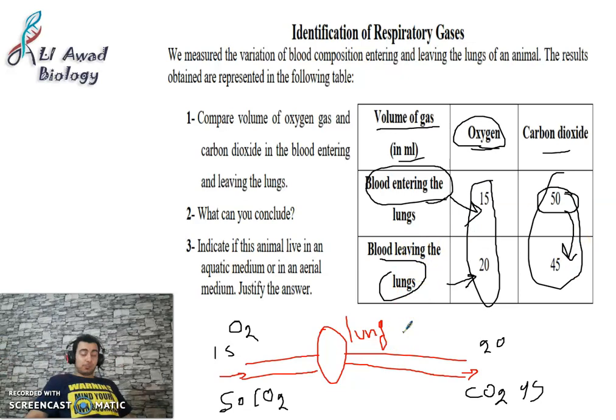هلا حدا بيقول لي ليش ما قلت يا استاذ more than the carbon dioxide in blood leaving. ما ذات بتغني عن هذا الموضوع. more than the volume of carbon dioxide in the blood leaving the lung which is 45. ما في مشكلة. Okay, what can you conclude.